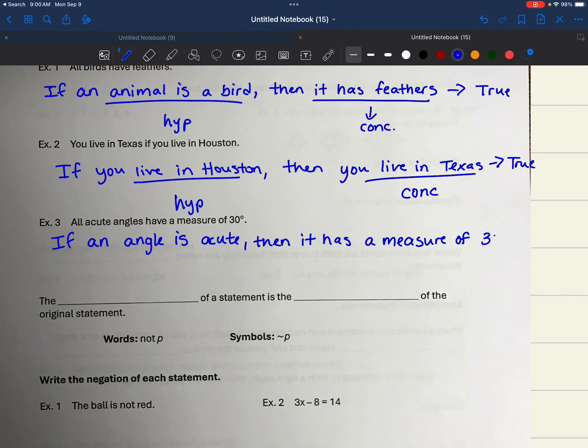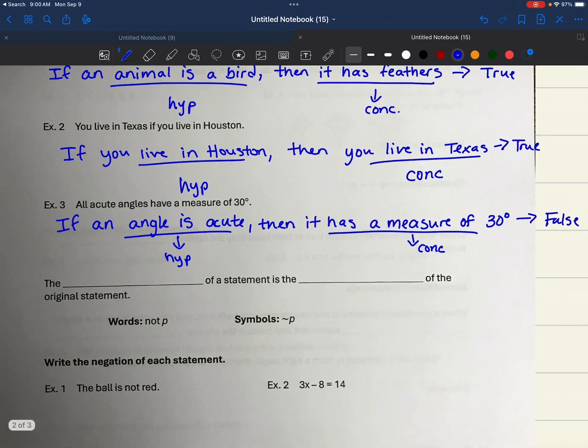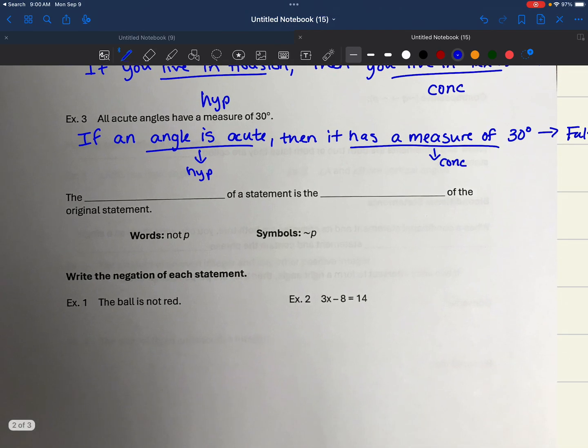Yeah, that is not true. It could be all the way from 89 to 1. So our hypothesis, saying an angle is acute, our conclusion has to be 30 degrees, which we know is false. It's one of many. Okay? So far, okay?